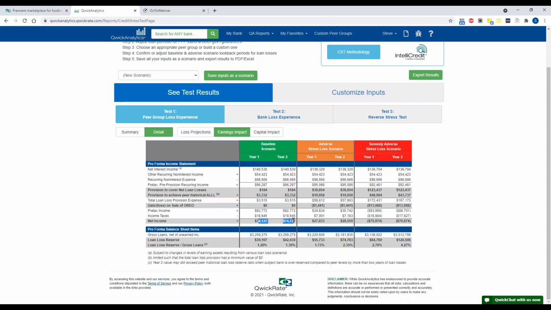Obviously, in a baseline scenario, pretty healthy net income. In an adverse scenario, these guys are still making a little bit of money, but not nearly as much. And in a severely adverse scenario, almost nobody's making money, right? The goal of the aptly color-coded blood red severely adverse scenario is not to be making money. The goal here is to be surviving. So we need to see the impact on capital if we see losses like this. So that's the last step, right?